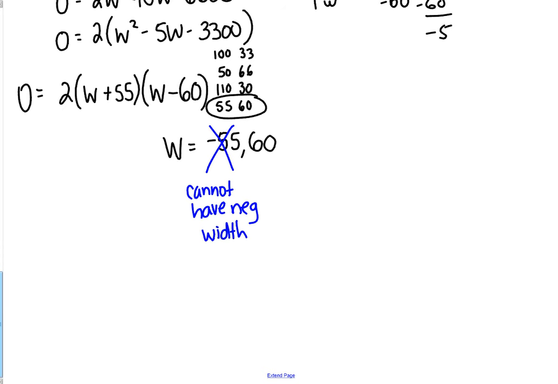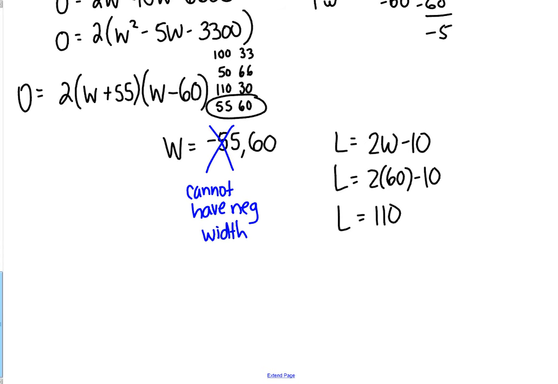How do I get the length then? 2W minus 10. 2 times 60 minus 10 is 110. So our dimensions are 60, what's the units? Meters by 110 meters.